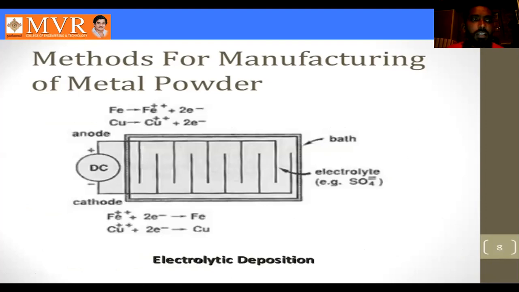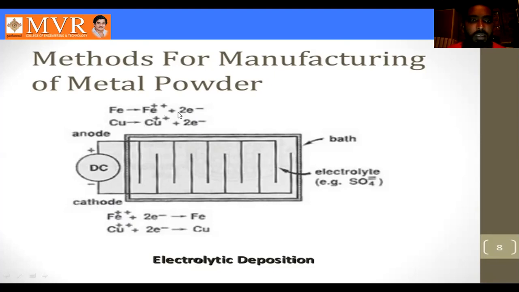Now let us see the working procedure of electrolytic deposition. Here we have direct current, the cathode, and the anode. There is a bath with electrolyte, for example CuSO4. With the combination of cathode and anode we get a chemical reaction: Cu comes to Cu2+ plus 2e-.